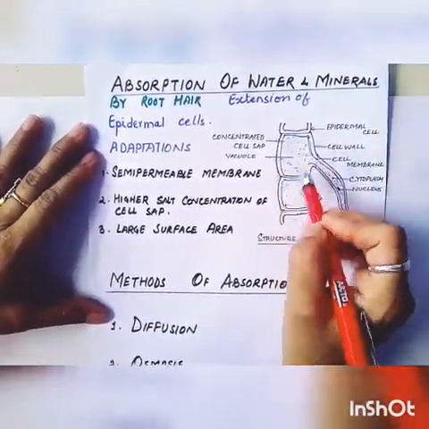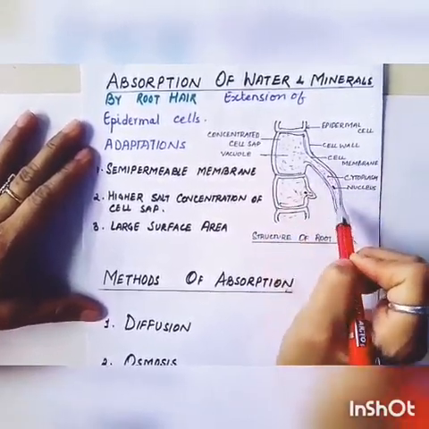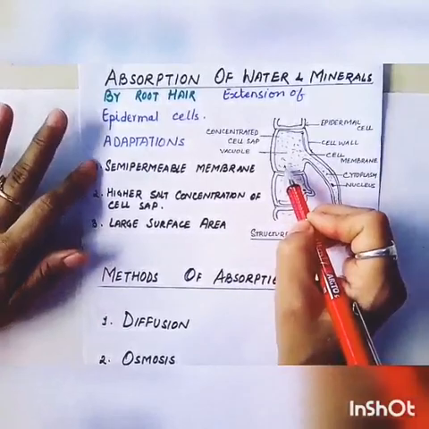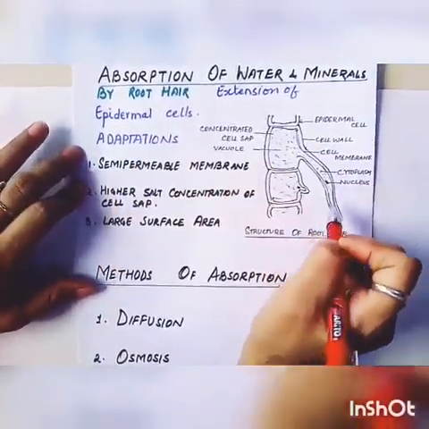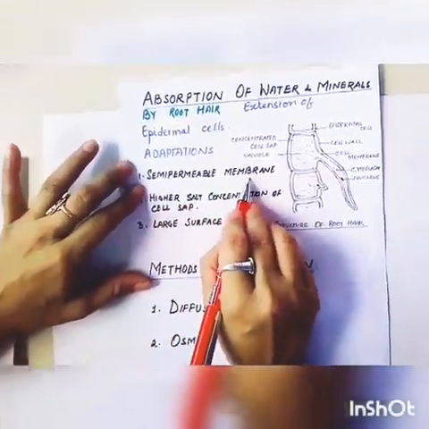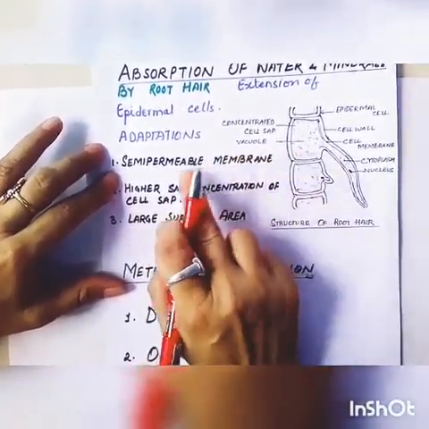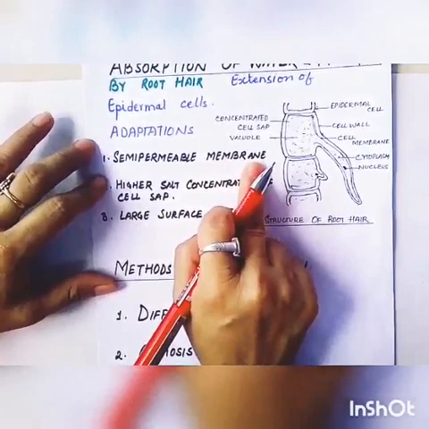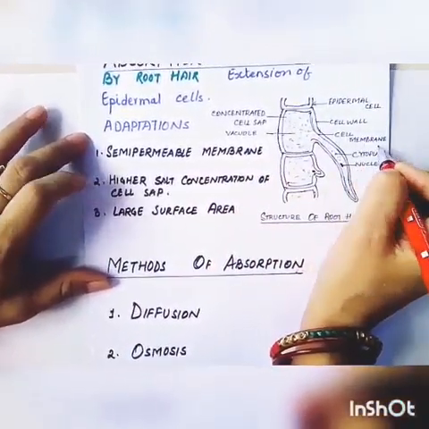You see these epidermal cells are surrounded by a cell wall, having the cell membrane, and this is the vacuole which is filled with concentrated cell sap. How is this root hair adapted for the absorption of water and minerals? First, it is surrounded by a semi-permeable membrane. A membrane which allows only certain molecules to pass through it is known as a semi-permeable membrane. So in this root hair, the cell membrane is the semi-permeable membrane.